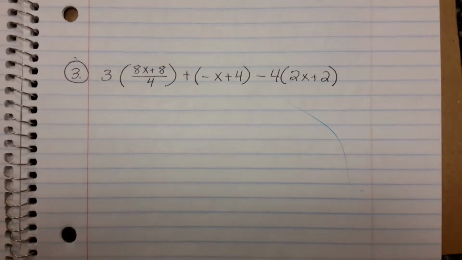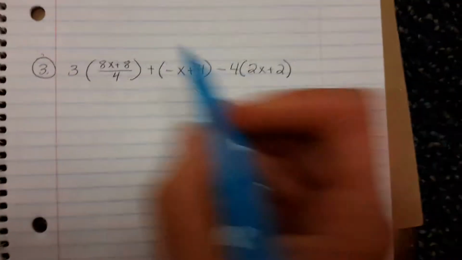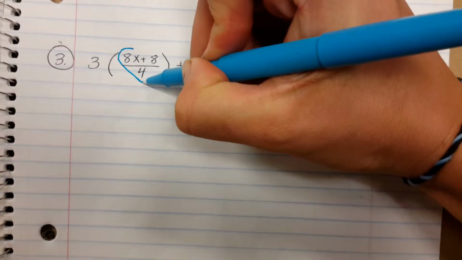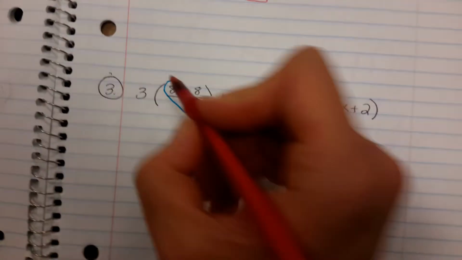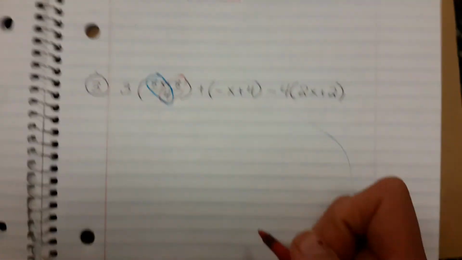Alright, we're making a big jump here with number 3. Lots of parentheses, lots of steps. So first thing I notice is this fraction in here. I don't like fractions. I want to get rid of them. So let's split this into a fraction here, and +8 divided by 4. So I'm just splitting the fraction.